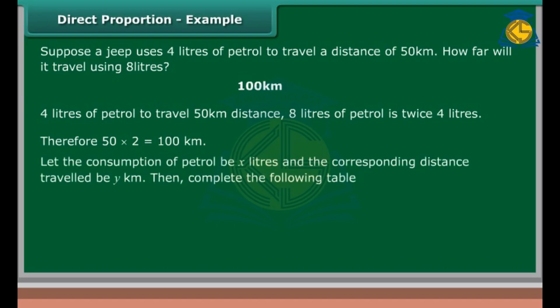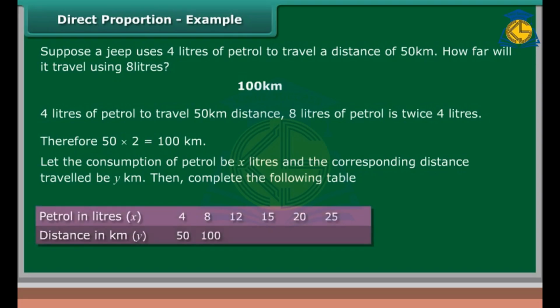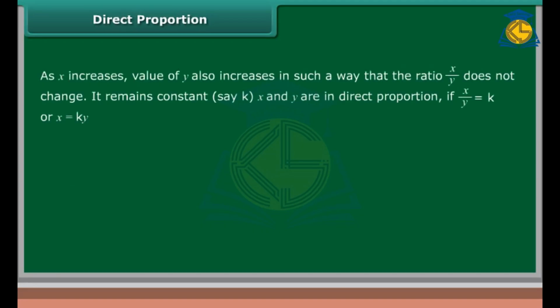Let the consumption of petrol be X liters and the corresponding distance traveled be Y kilometers. Then complete the following table. Direct proportion. As X increases, value of Y also increases in such a way that the ratio X upon Y does not change. It remains constant.